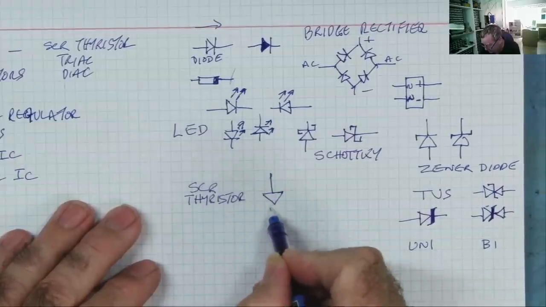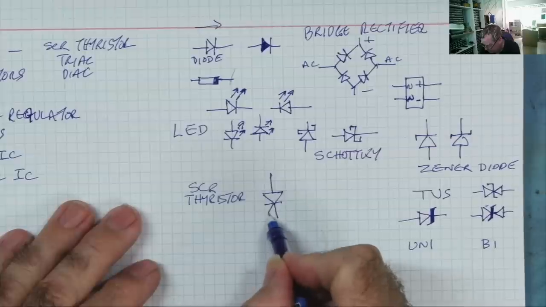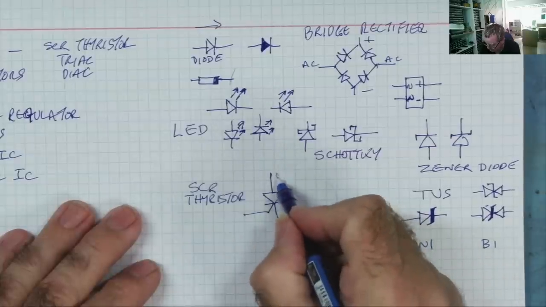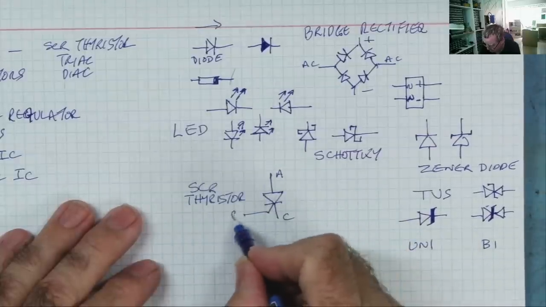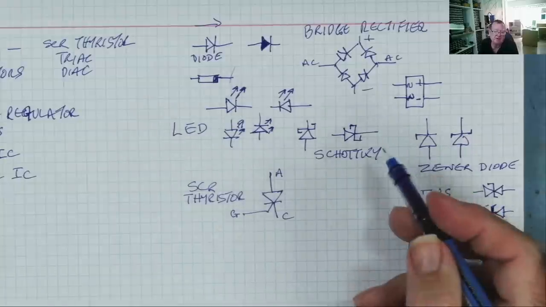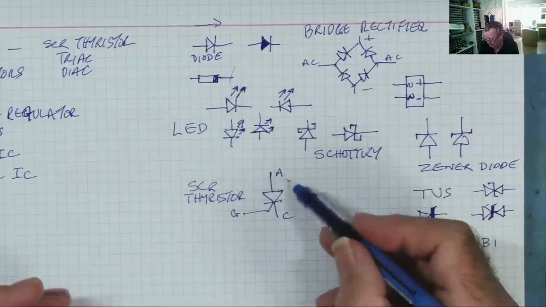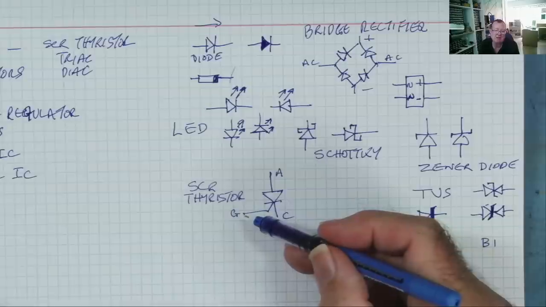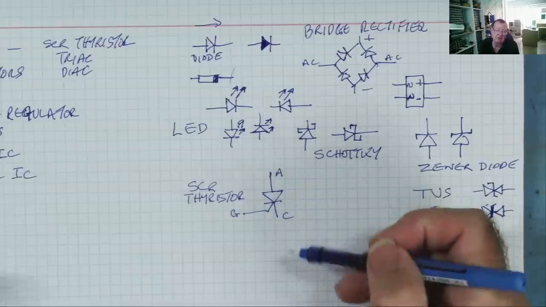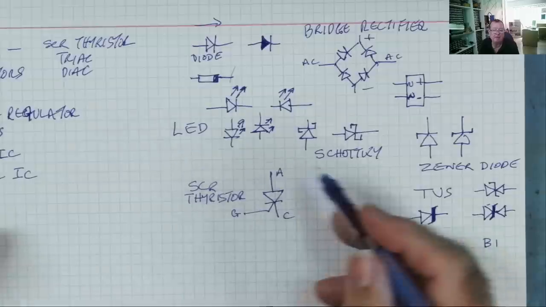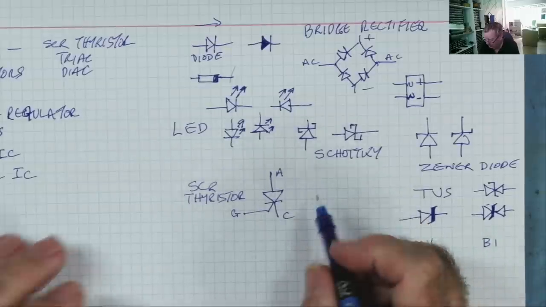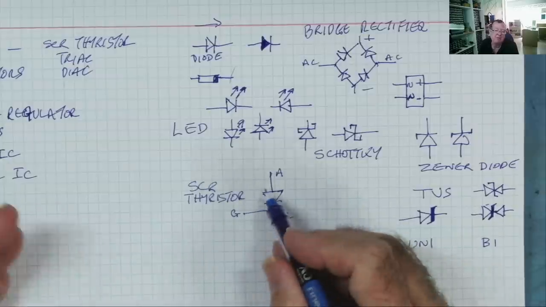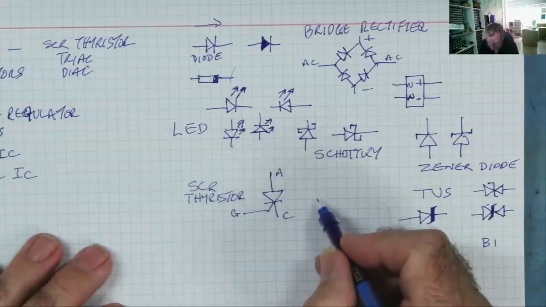Again, it can be drawn in any direction. Anode, cathode, gate. This is like a switchable diode, basically. So it conducts current in one direction, like a normal diode, as long as there is a voltage on the gate. The gate turns the diode on or off. So we have that one. The very similar triac, which is just a bi-directional one of these, basically.